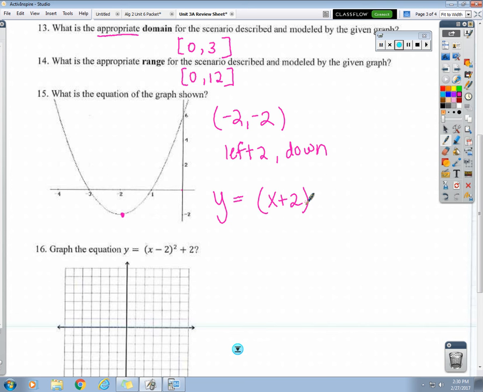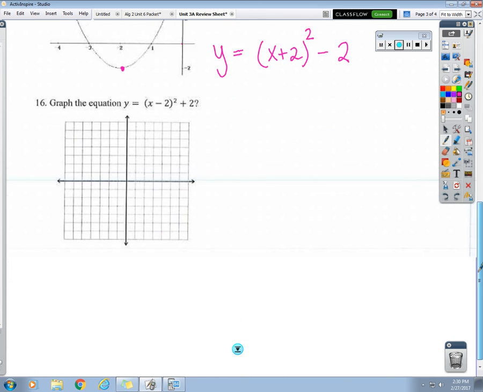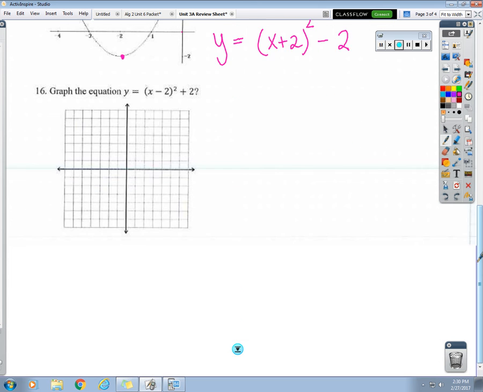Now what should I write? Correct. You got to square it. Otherwise it won't be a parabola. It'll be a line. And then -2 represents that down 2. Now, once you've written your equation, can't you just graph that equation and make sure you see a graph that goes left 2, down 2? And opens up, because that's a positive 1 out front. Okay, number 16. Graph the equation y equals (x minus 2) squared plus 2. So this is just the opposite. This time they gave you the equation and they want you to graph it. So tell me what you know from the equation.